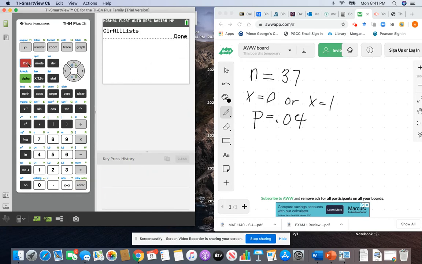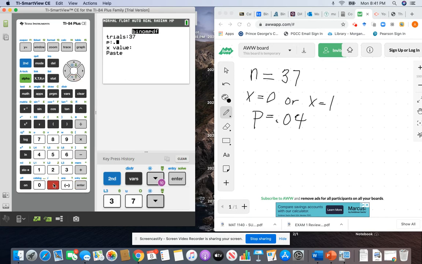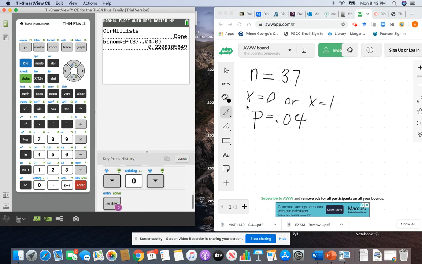So we're going to go 2nd, VARS, down to binomial PDF. Now, how many trials are there? In this example, there are 37. The probability of defect is 4%. The X value for the first one is 0. Let's do 0 first. And for 0, the answer is 0.2208.